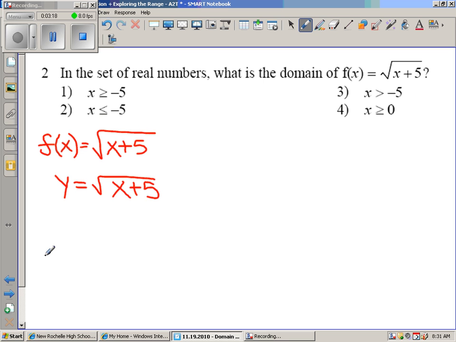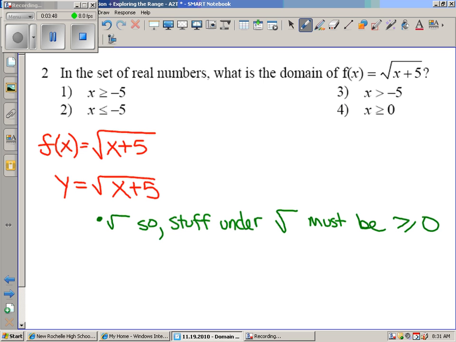So now we have to think to ourselves, what do we do? At this point I'm going to take some notes on the problem. We got a square root. What does that mean? Are there any restrictions? Here's what I'm going to write: stuff under the square root must be greater than or equal to 0.